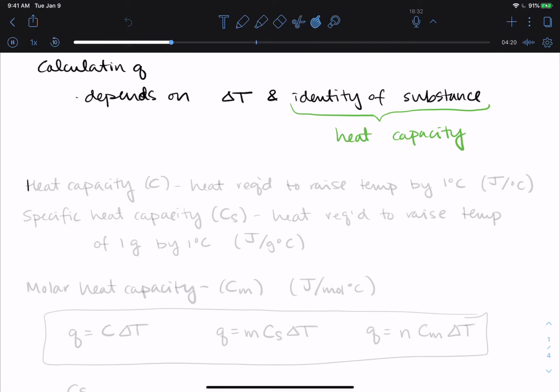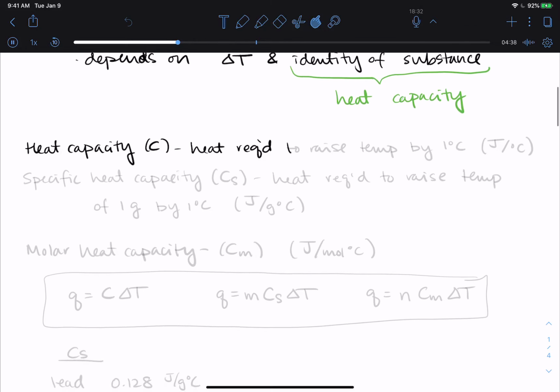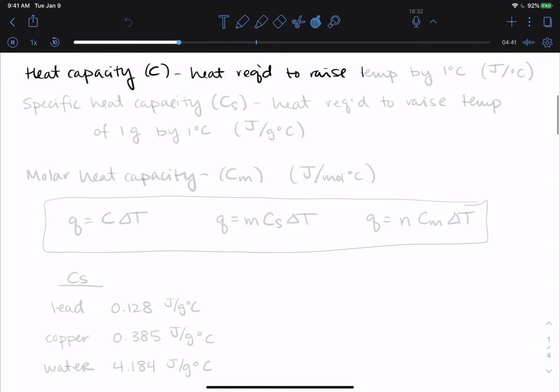So just our generic definition for heat capacity, which we use a capital letter C for. It's the heat required to raise the temperature by 1 degree C. And you will see this version used for things that have really large masses, in that we don't take the mass into account. And a heat capacity will have units of joules per degree C.